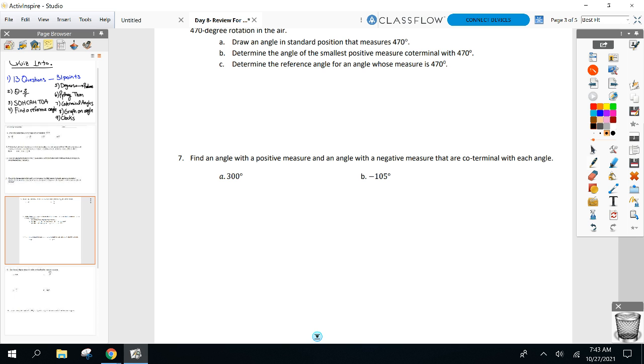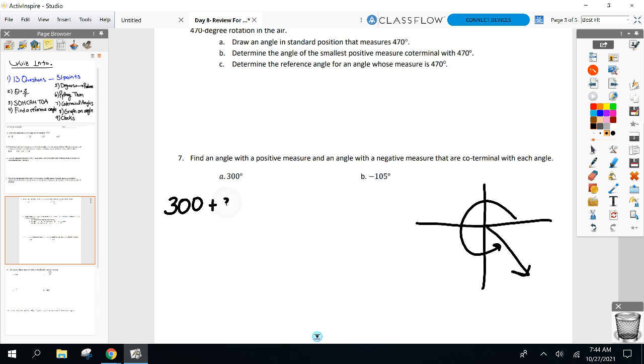All right, find an angle that's positive and an angle that's negative that are coterminal with each angle. So I have 300 degrees right now. What do I mean by coterminal? An angle that shares the same terminal side. If I have an angle of 300, name another angle, positive and negative, that looks just like that. So what have we been doing with our degrees anyway? Adding, subtracting 360. Yep. So a positive angle that's coterminal is 660.